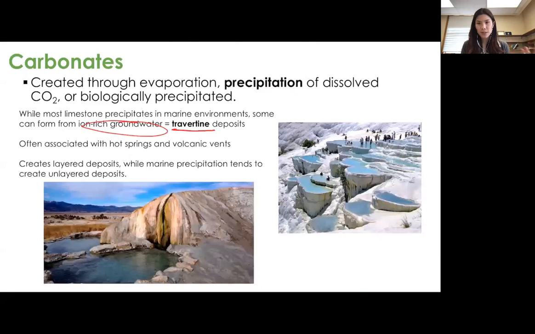So you can see some cool examples of this in the pictures. In this one, you're getting a sense of the layering as more and more of this groundwater is seeping to the surface. It's forming layers of travertine deposits that build up on each other. We also get these cool fungus-shaped travertine deposits. The travertines tend to be layered, while the marine precipitation tends to create unlayered deposits. So that's one way to differentiate them.